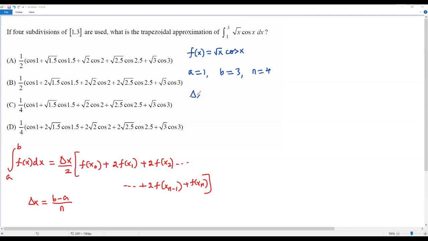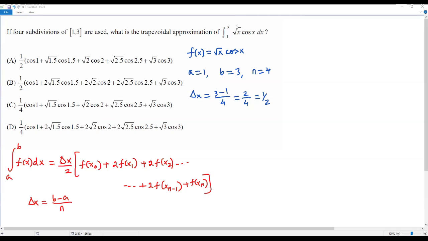Now let's find the value of delta x. Delta x equals b minus a, that is 3 minus 1, divided by the value of n, which is 4, then we get 2 divided by 4, which is equal to 1 over 2. And also we must know the value of x0. We know that x0 is the lower limit of the integral. So x0 is just 1.